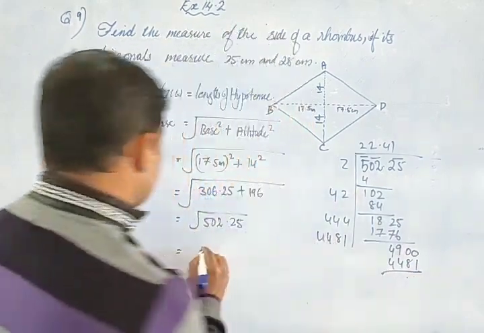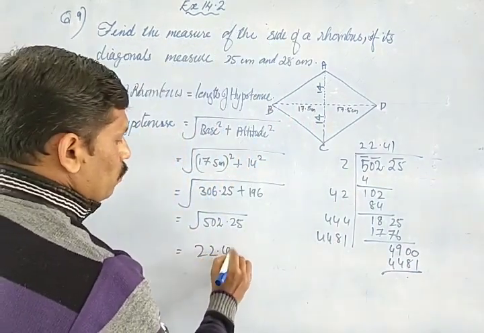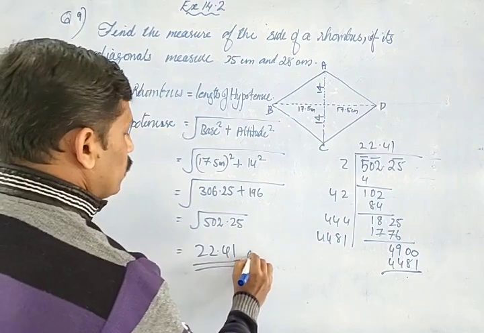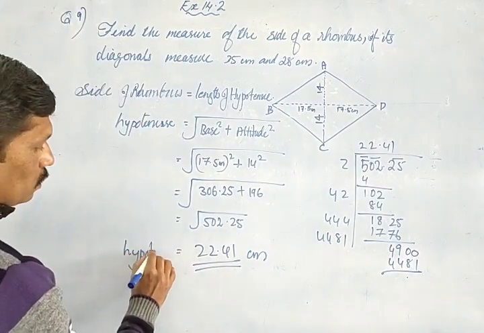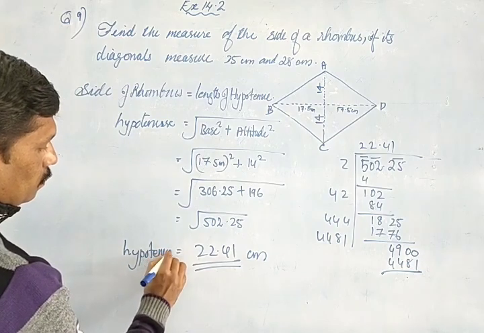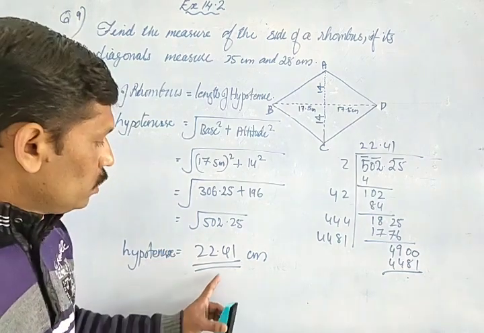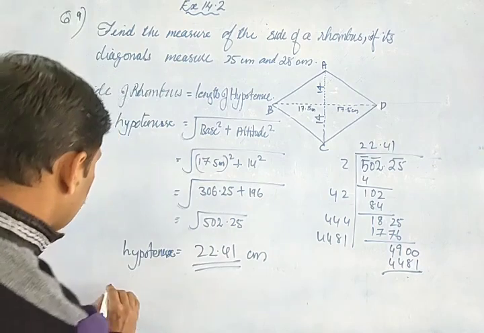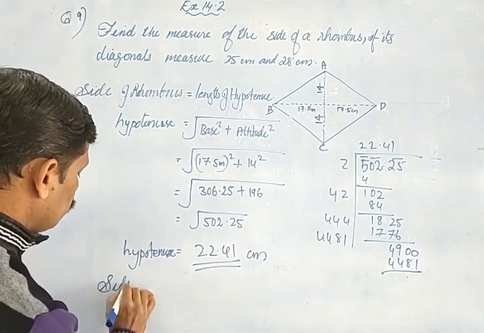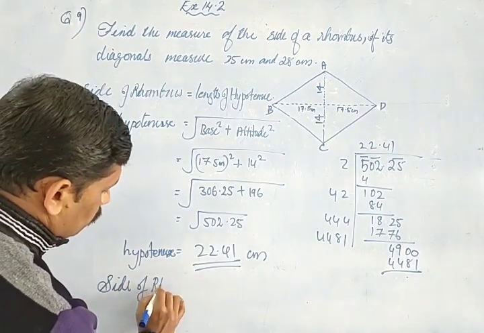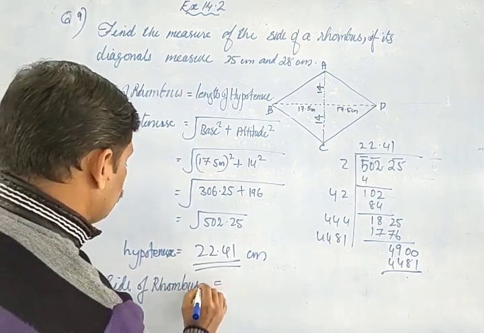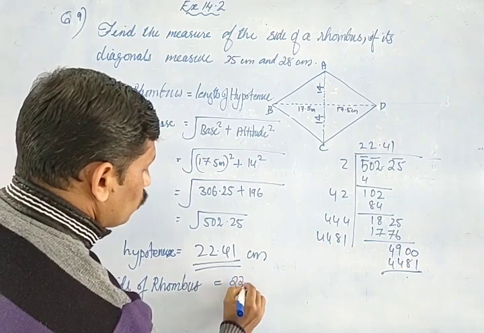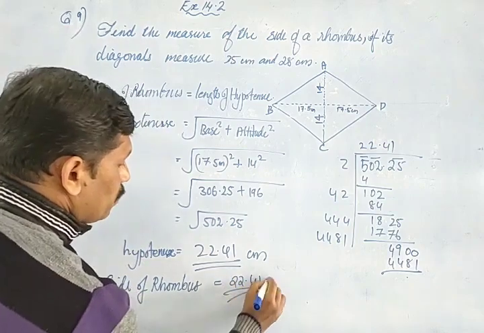Okay, we will start from here. That means it is 22.41 centimeters, that is the hypotenuse. So the hypotenuse we got. The hypotenuse is 22.41 centimeters. Therefore, the side of the rhombus is also equal to 22.41 centimeters.